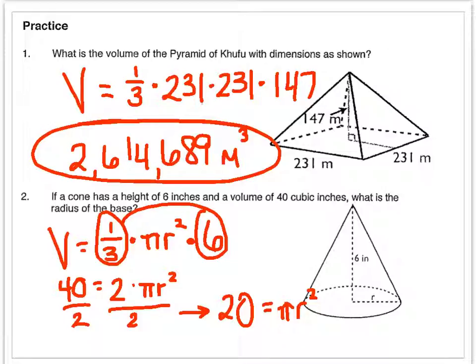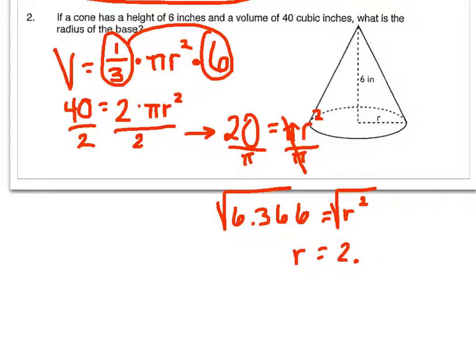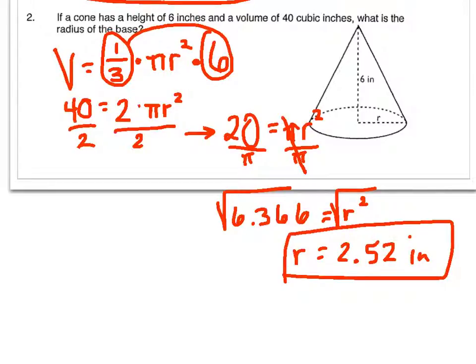We're looking for that radius. So now we're going to do 20 divided by pi and get that. I need to find some more room. Hang on. There we go. Pi's cancel. 20 divided by pi is about 6.366. That equals r squared. We're going to square root that. Find that our radius is about 2.52 inches. Done with that.